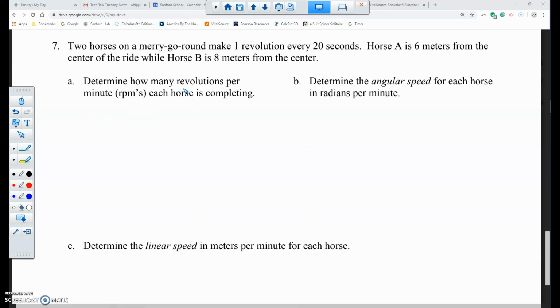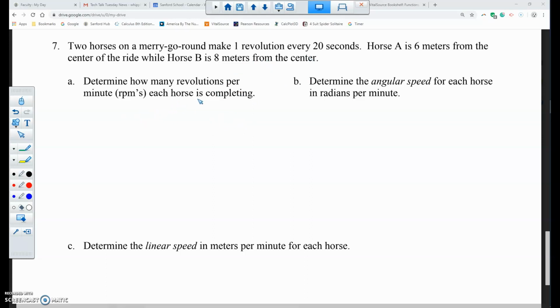If you look at part A, they're asking for revolutions per minute, and when you read through the problem, I'm giving you 1 revolution every 20 seconds. So can you work that 20 seconds up to a minute to know how many revolutions are in a minute? It's actually not very hard to do.